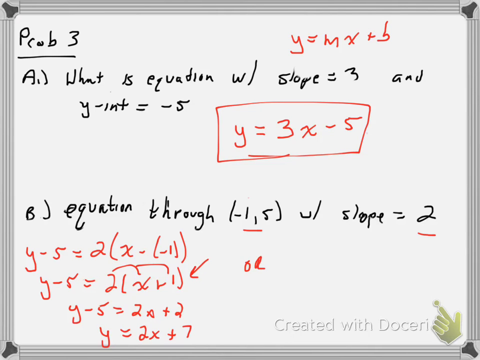Or, if they just want the equation of the line, I can still use slope-intercept form. 5, which is my y, equals m times x, which is -1, plus b. I don't know b here, so I'm going to solve for it. 5 equals -2 plus b. Add 2, b equals 7. Intercept, slope, go ahead and plug it in.